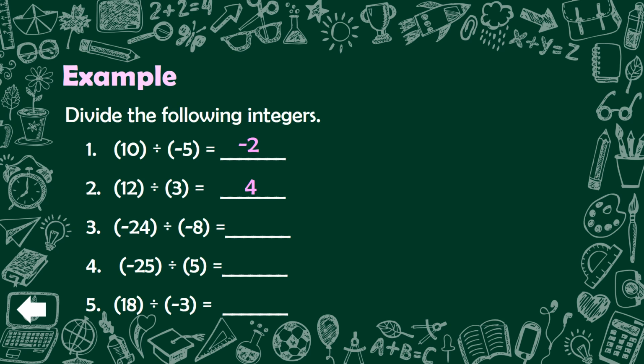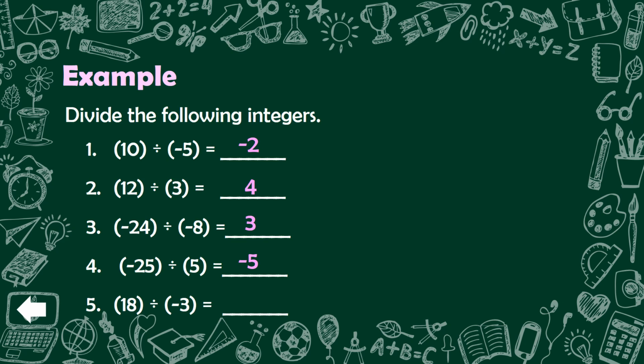Number 3, negative 24 divided by negative 8, so another same sign or like sign. So how many 8 do we have in 24? That is 3. Very good. Number 4, we have negative 25 divided by 5. So we have different sign. Our final answer should be negative. So how many 5 do we have in 25? That's right. We have 5. And since we have negative, we have negative 5.